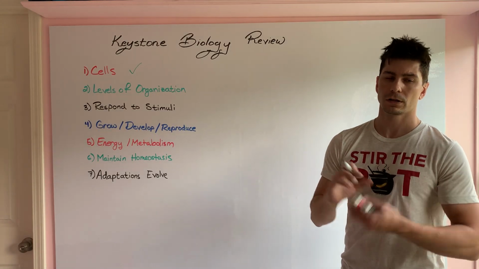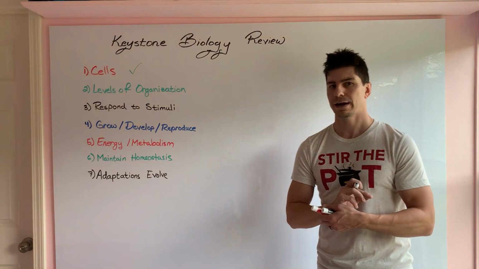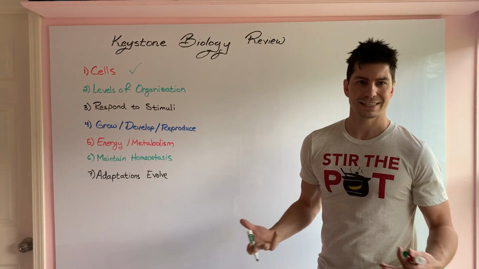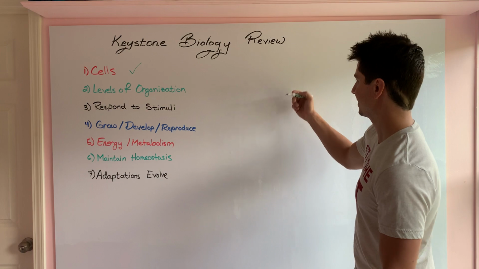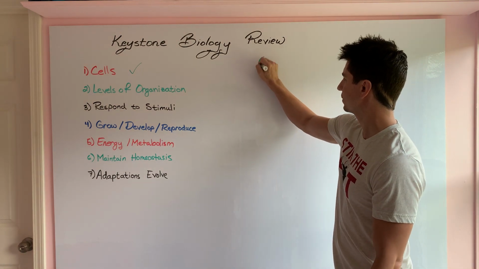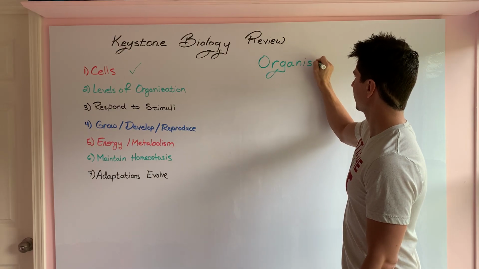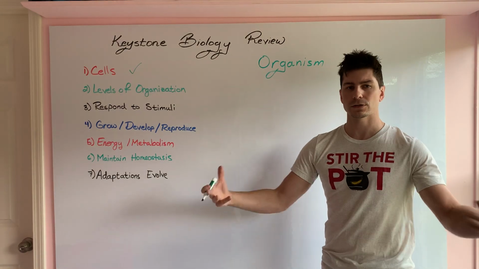I'm going to go over our levels of organization. Those are the ones you're going to have to know for the Keystone. And plus, you know, it's us. Why not go over us? All right, we can relate to that pretty easily. So we are considered an organism. That is us. That is our body as a whole.